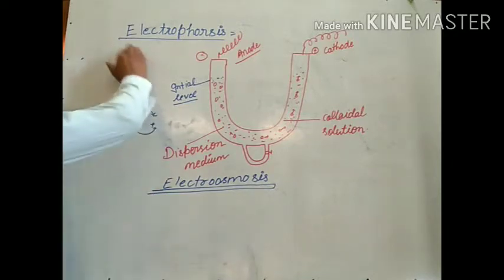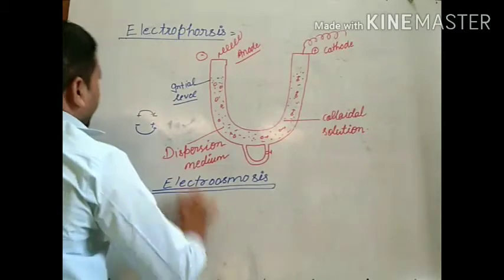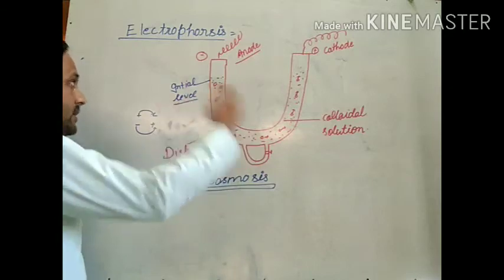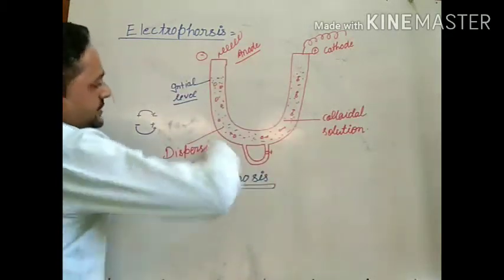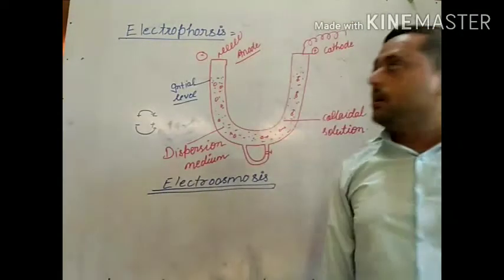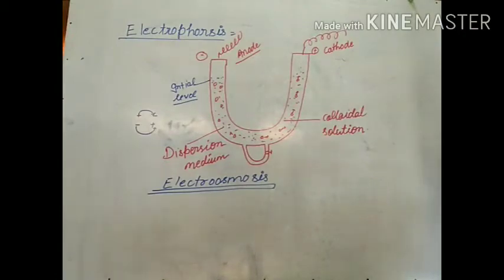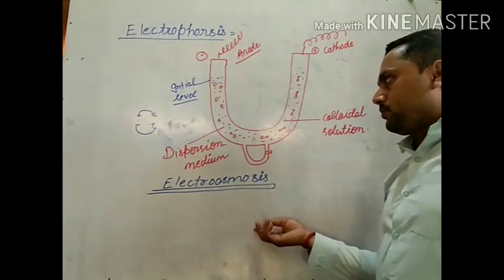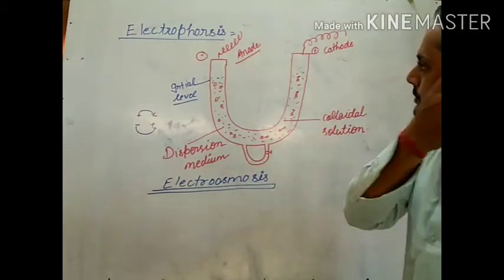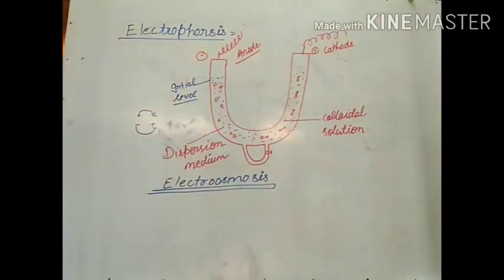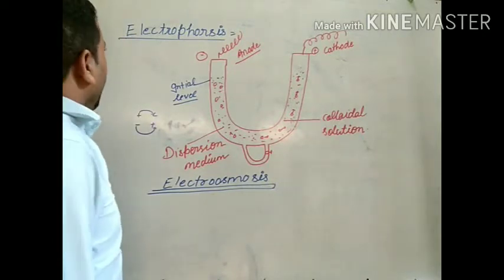Electrophoresis and electroosmosis: in electrophoresis, colloidal particles move, but when we stop the movement of colloidal particles by some means, the dispersion medium also starts to move toward the electrode. That is called electroosmosis. If only colloidal particles move, that is called electrophoresis. So remember it: electroosmosis and electrophoresis are two different terms, but both take place during electrophoresis.